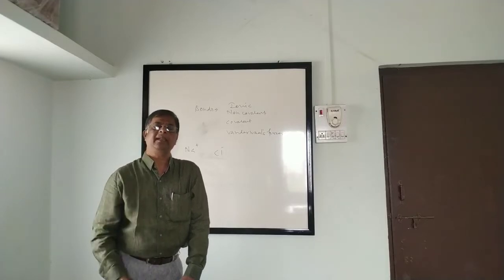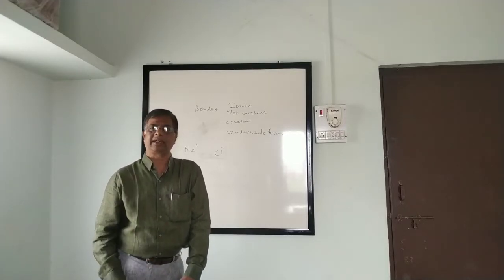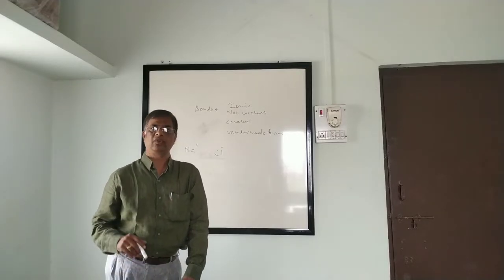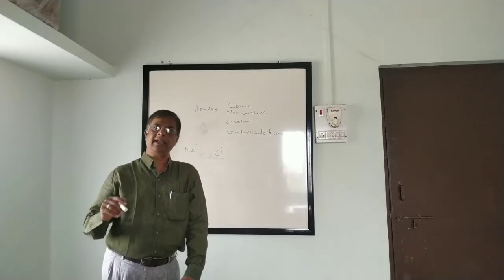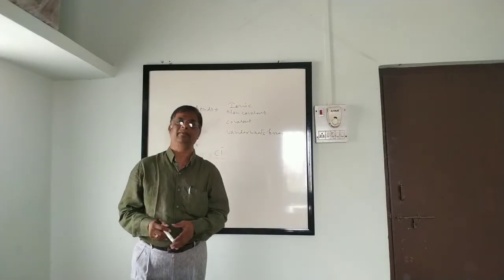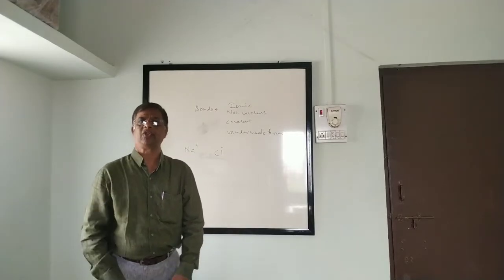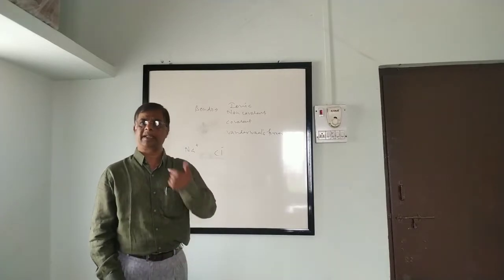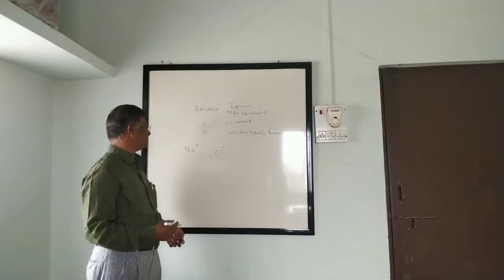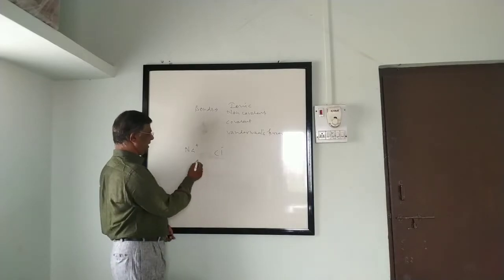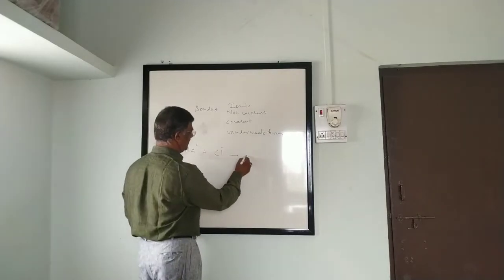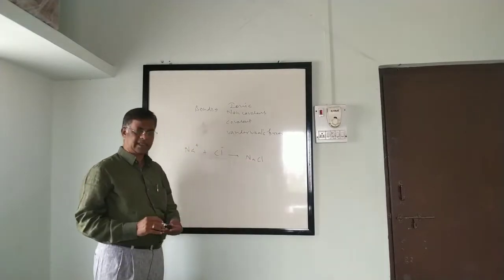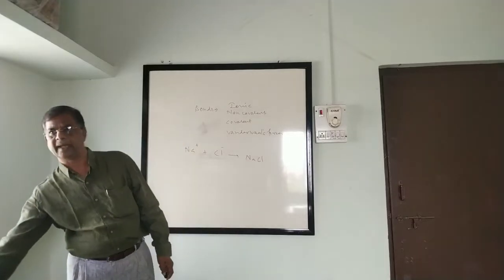So Na, since it has one electron moving in the outer orbital, tries to maintain its stability by giving away its electron, and at the same time the chlorine atom tries to maintain its stability by accepting the one electron from the sodium. So Na+ and Cl- form NaCl. So this is actually a stable molecule.